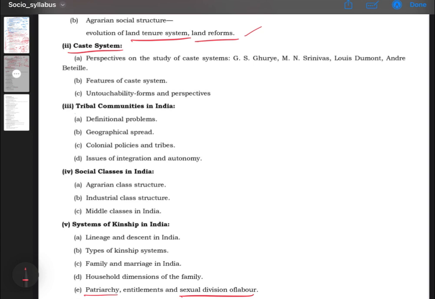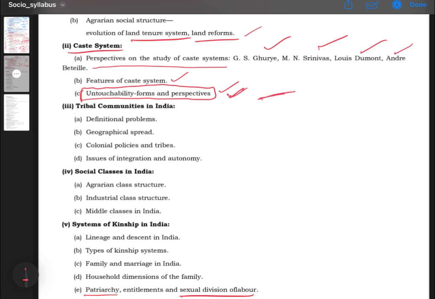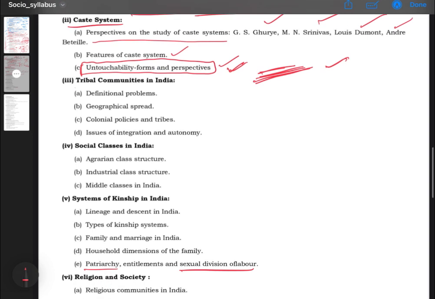Next is caste systems, perspective on study of caste systems of G.S. Ghurye, M.N. Srinivas, Louis Dumont, Andre Beteille. Features of caste system, untouchability, forms and perspectives. Why is this chapter still in the syllabus? Because it is still relevant. Although it is legally punishable, it is still there. If we go to rural societies of India, it is not that prominent in urban societies, but in rural society this practice is very much prominent.